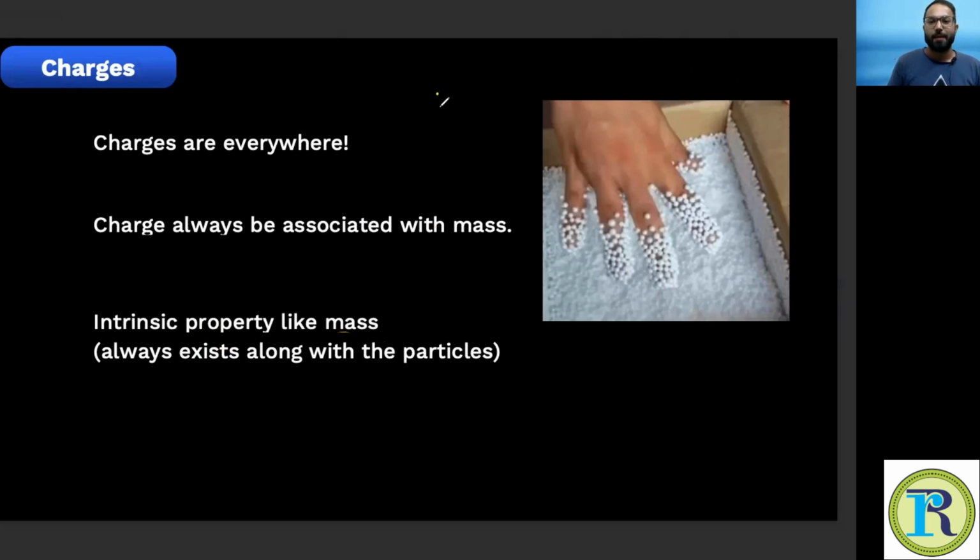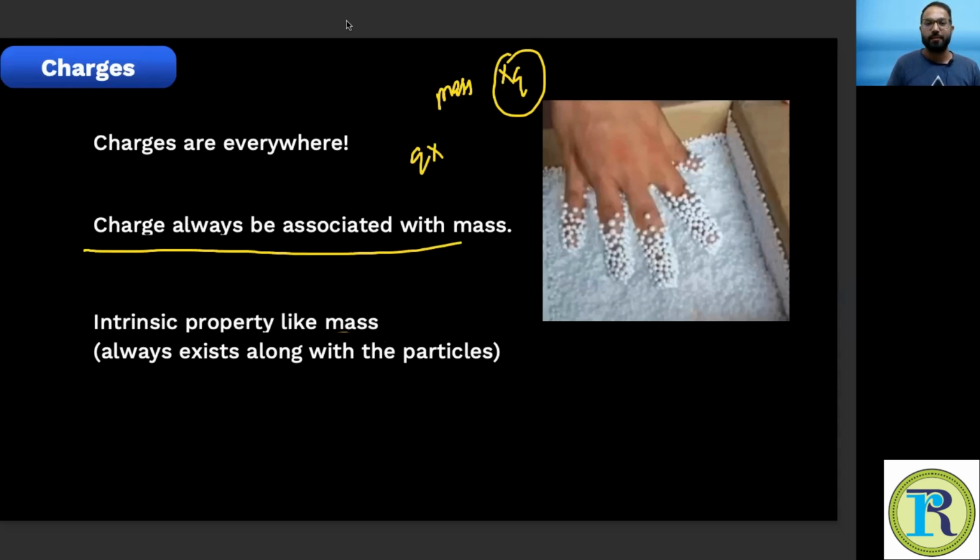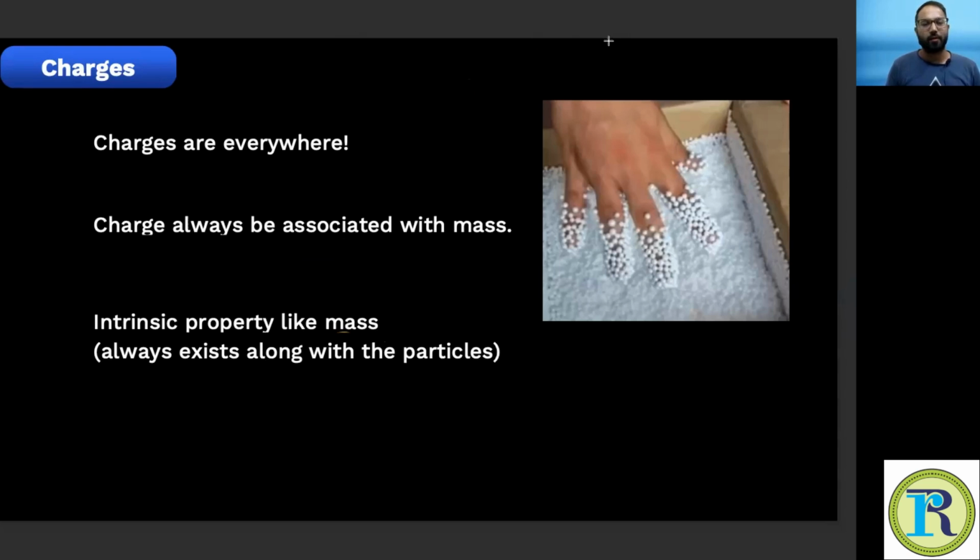There is a condition: mass can exist without charge, but charge can't exist without mass. Charge is always associated with mass, always. So we can say we are surrounded by charges. Clear? Any doubt, any confusion so far?